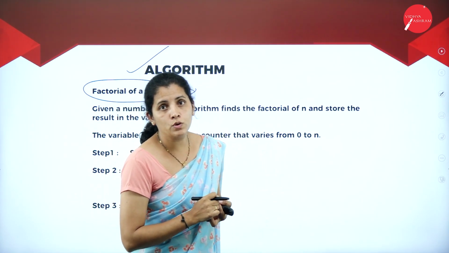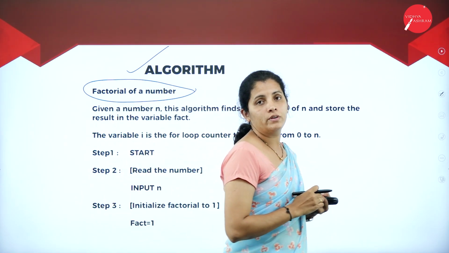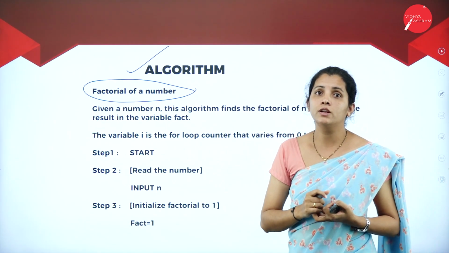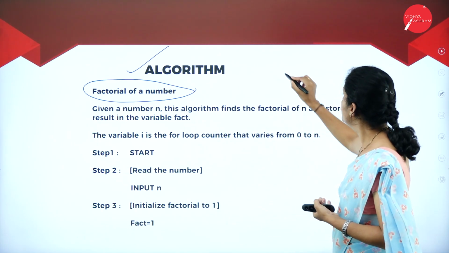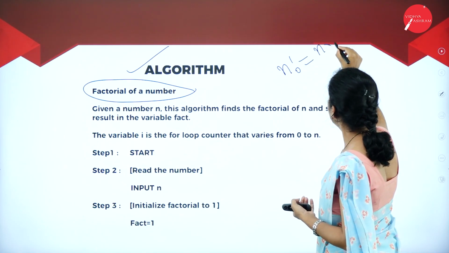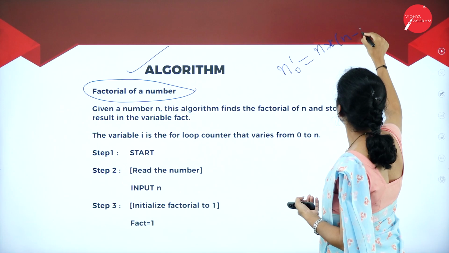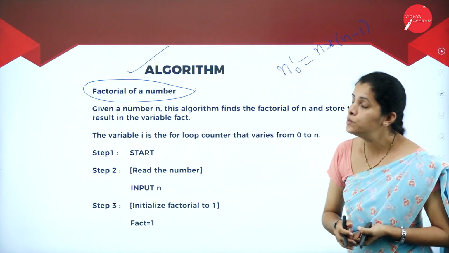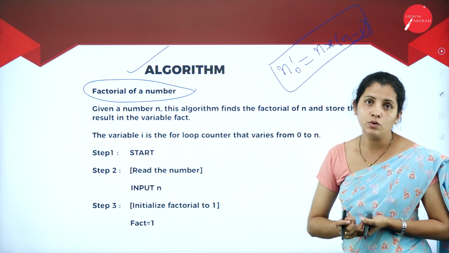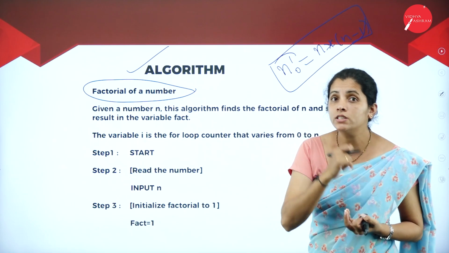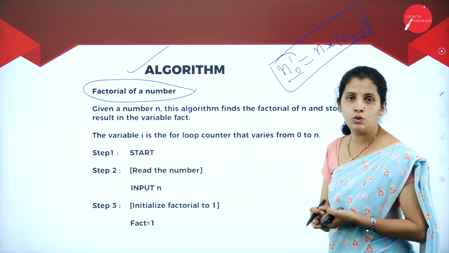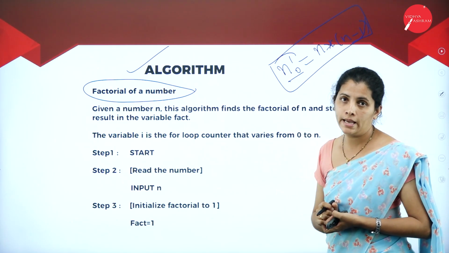So how can I find the factorial of a given number, and what is the formula used to find it? That is n factorial equal to n into n minus 1. So this is the actual formula I'm going to use to find the factorial of a given number. So what is the formula I'm going to have here? That is n factorial equal to n into n minus 1.